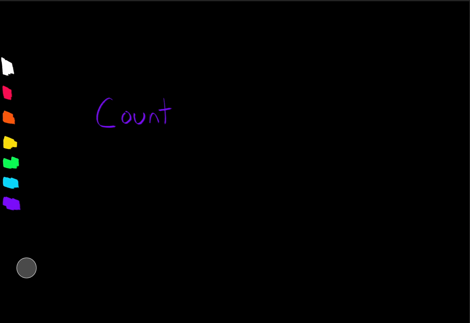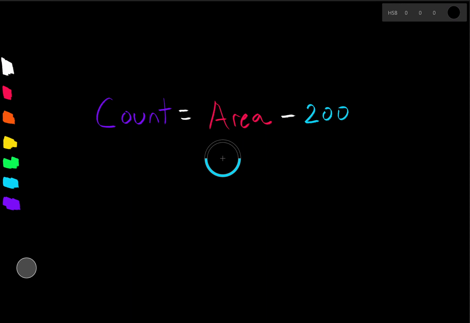200 square meters must be set aside for the staging area. So we can write count equals area minus 200. Next, it says 500 square meters should also be reserved for vendor booths, staff, security, and medical personnel. So that means we have to subtract another 500. Or we can write it as area minus 700.